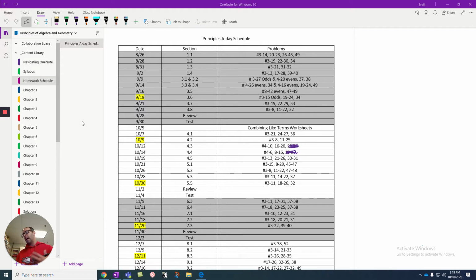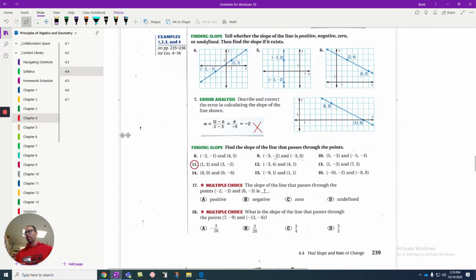Again, if the PSAT actually does take place on Wednesday, I'll make an adjustment to what's assigned here. But there's not a lot assigned here anyway on 4.4. We're doing 4 through 6 and 8 through 16. That's only about 15 problems. But let's take a quick look at chapter 4.4 and talk about what we're going to be doing.